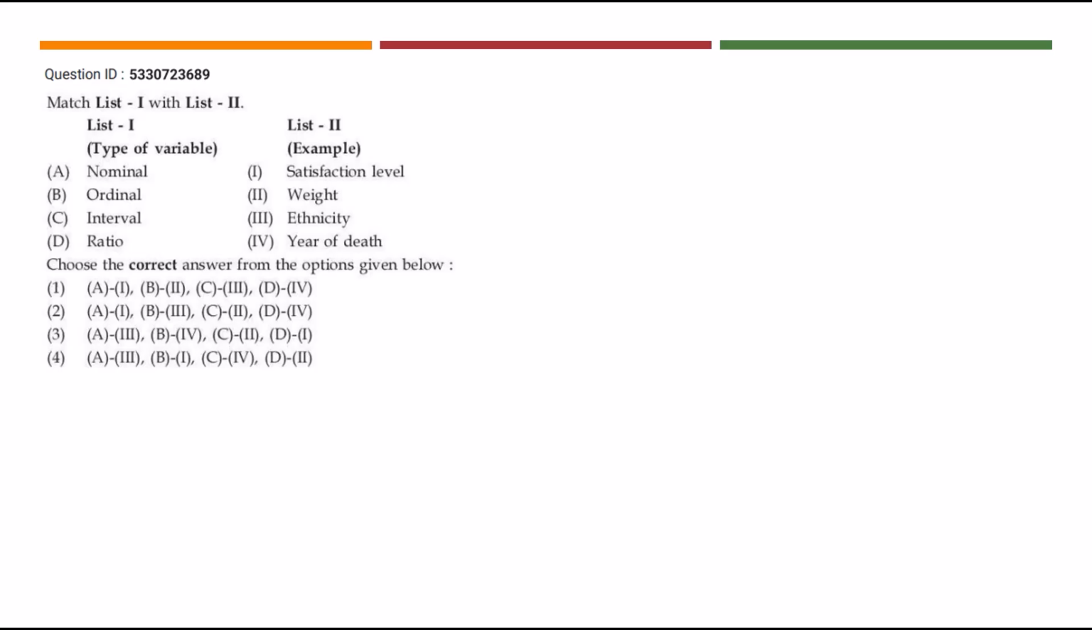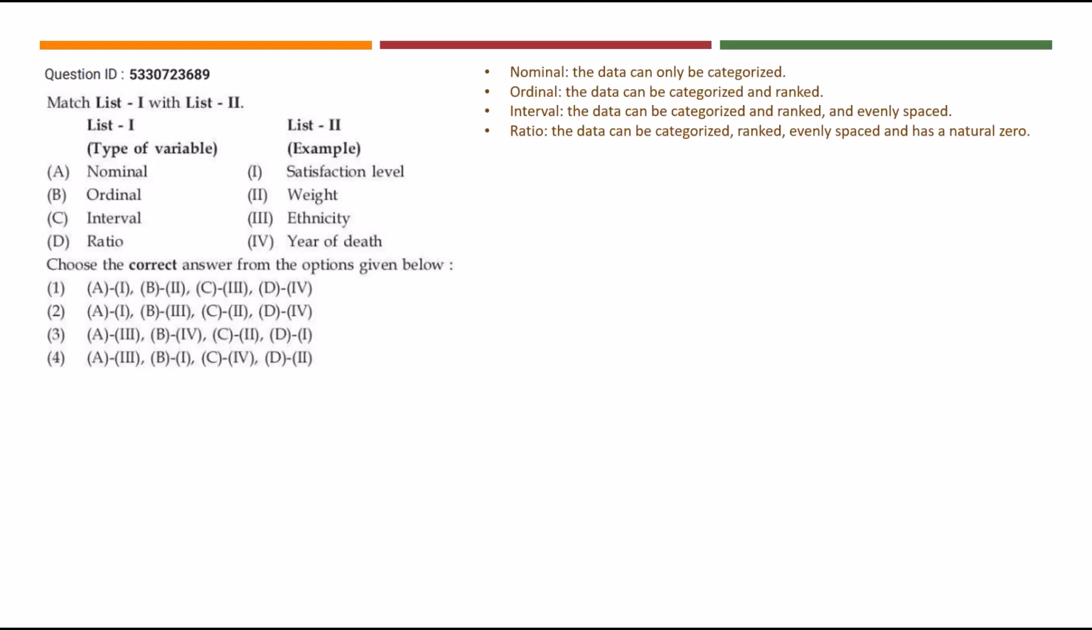The types of variables are given in list 1 and the examples are given in list 2. First we will see about the variables on the whole. In nominal, the data can only be categorized. In ordinal, the data can be categorized and ranked. In interval, the data can be categorized, ranked and evenly spaced. What about ratio? The data can be categorized, ranked, evenly spaced and has a natural zero.